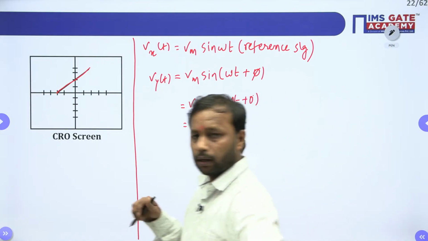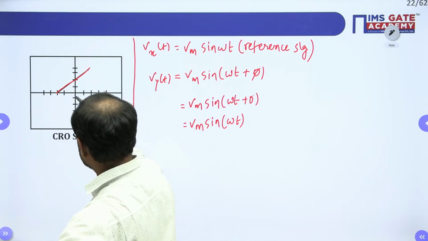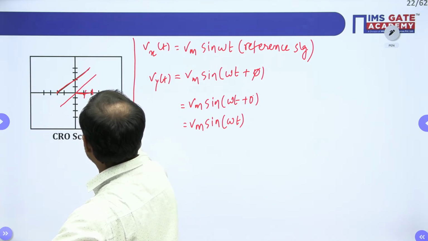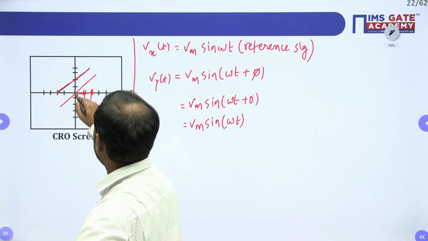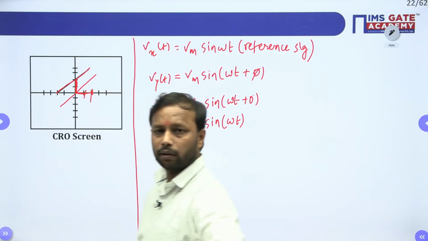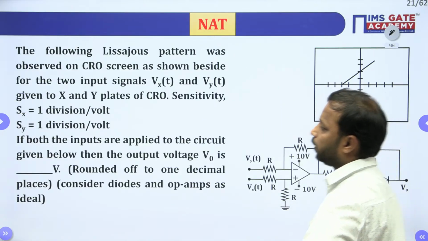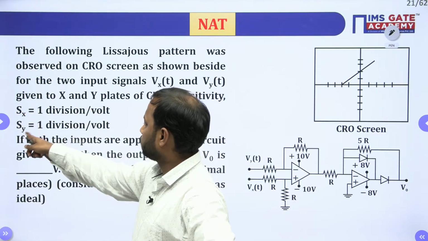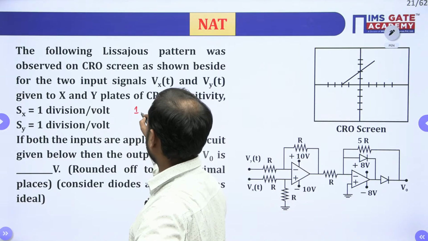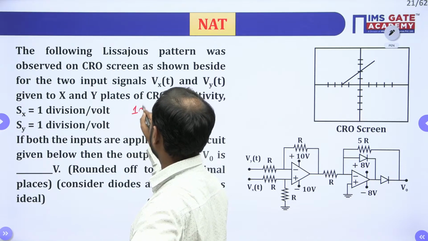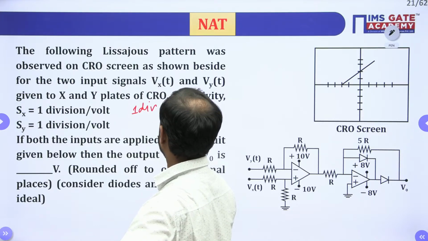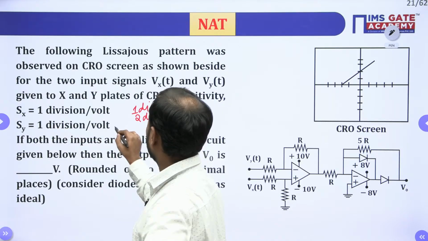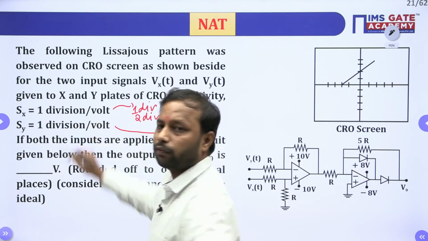So how to find? See, when you shift this one like this, it will cover two divisions horizontally and two divisions vertically as well. So if you look into the question, we have a deflection sensitivity Sx given as 1 division per volt and Sy is 1 division per volt. This means that for 1 division in X input, we have 1 volt. Then for 2 divisions, we have 2 volt. Same for Sy also. Am I clear?